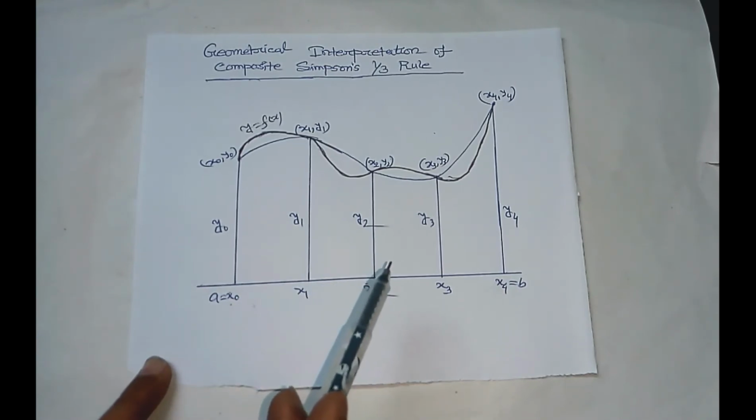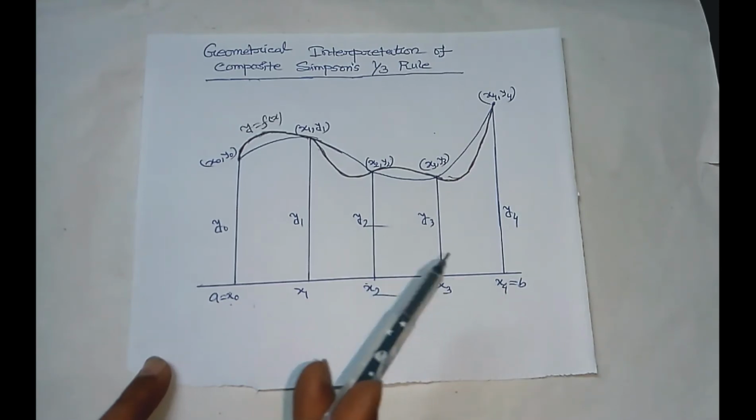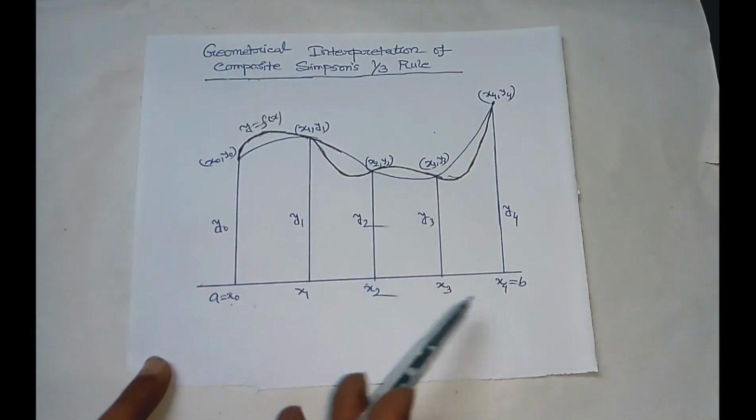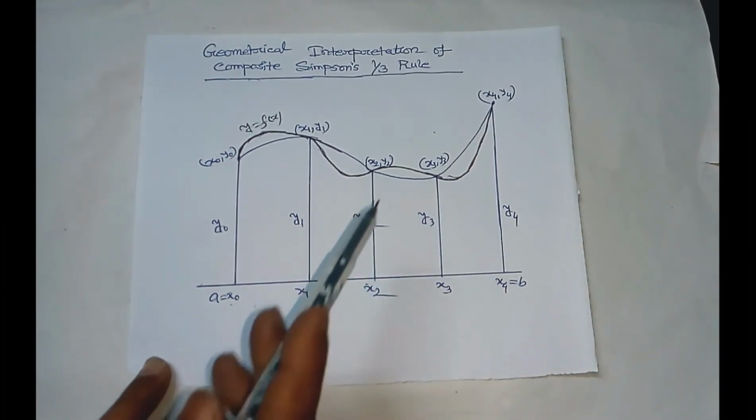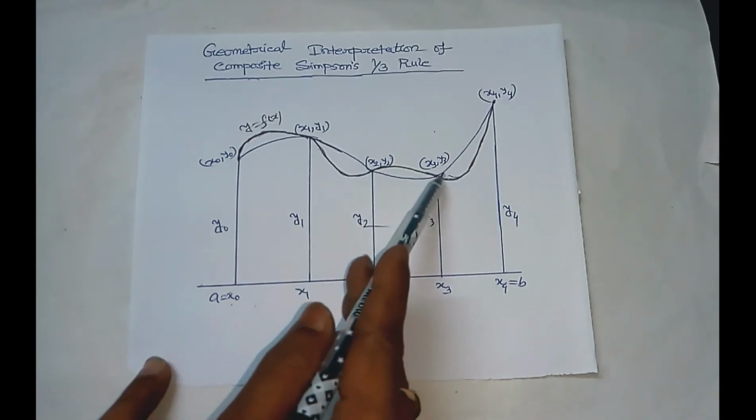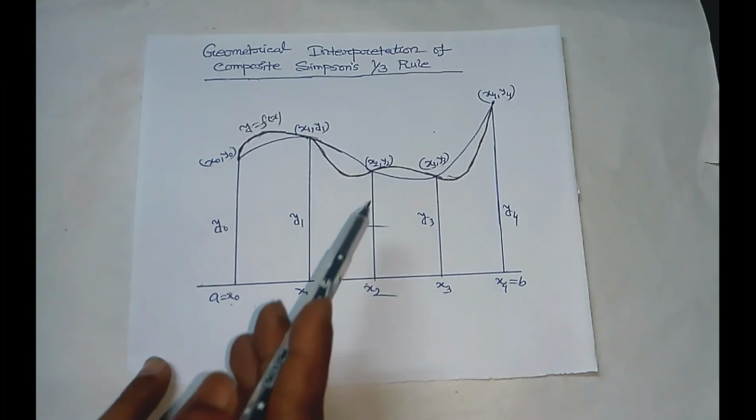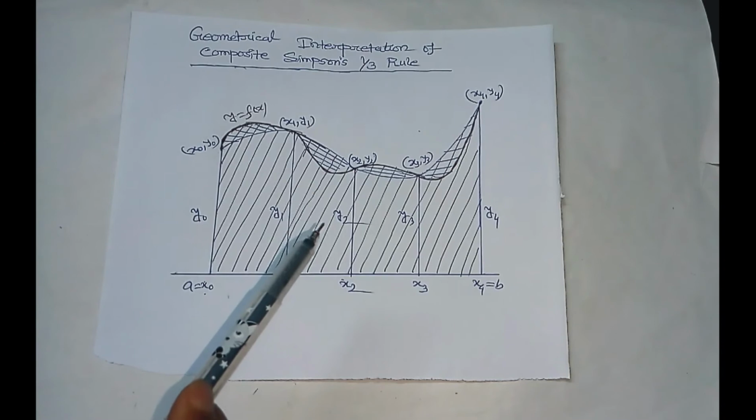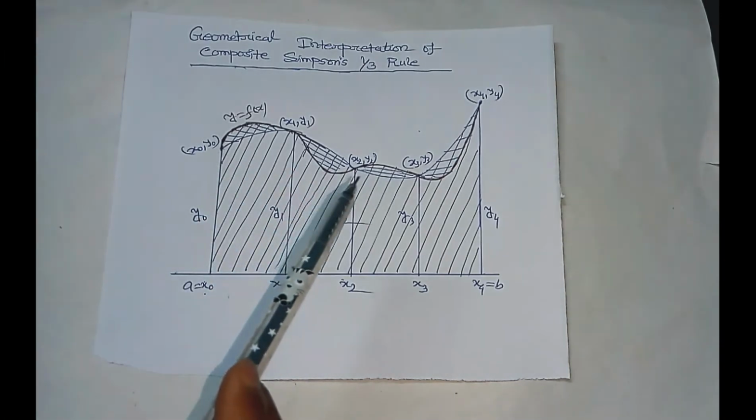Similarly, if we apply Simpson's one-third rule in the second 2 intervals, then we know that the area of this curve between x-axis and these 2 lines is estimated by the area of this parabola bounded between x-axis and these 2 lines. So here we find that the area denoted by these cross lines, these are the errors.